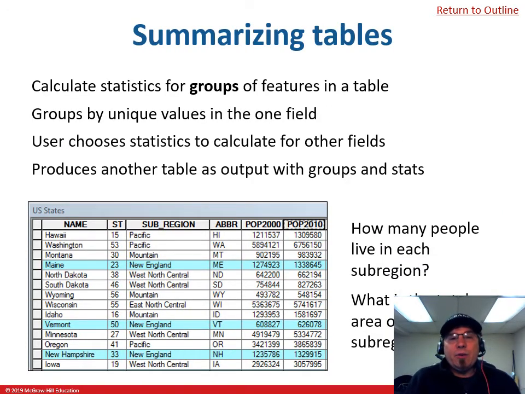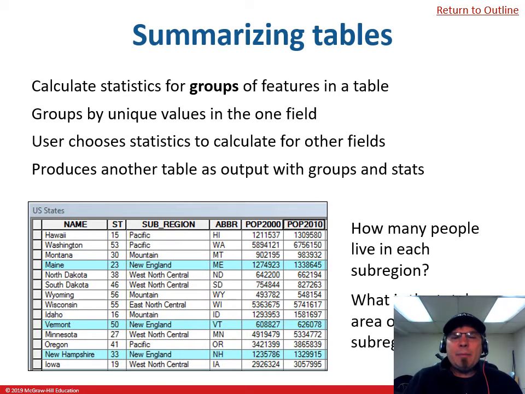Another technique you can use is called summarizing tables. This is calculating statistics for groups of features in a table. It's grouped by unique values in one field, and then you can choose which statistics you need. Do you need the sum of whatever you're looking at? And I'll show you that in a minute. Do you need the mean, the average?